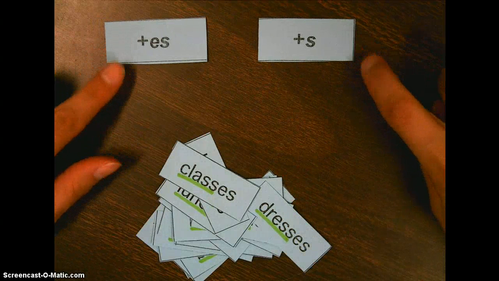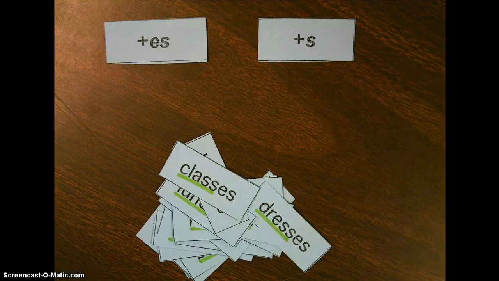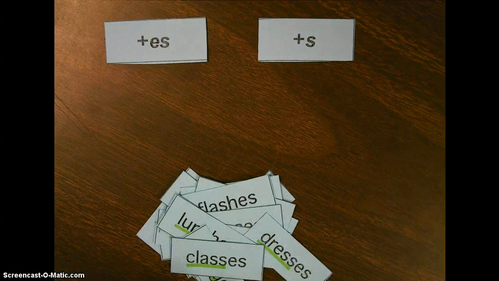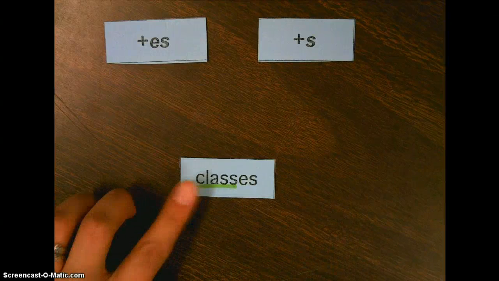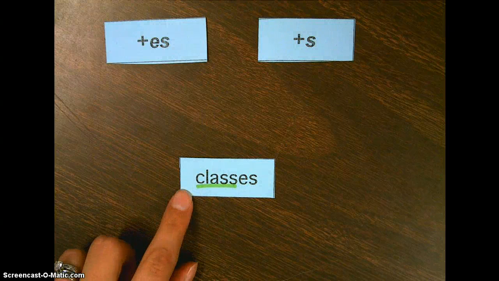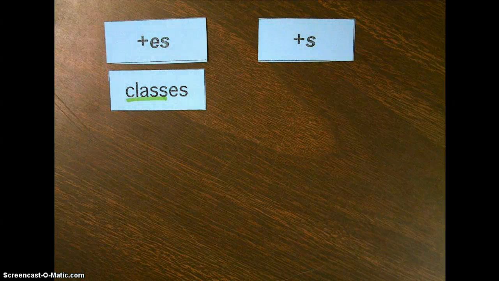I'd like you to take your two headers and place them on top of your desk. One is ES, another one is S. And let's go ahead and sort our words into each category. As you sort your words, I want you to make sure that you underlined the correct base word. Make sure that the word you underline can be a word all by itself without the ending added. For example, the word classes, class is the base word, and ES makes it plural. So I'm putting that in the ES category.